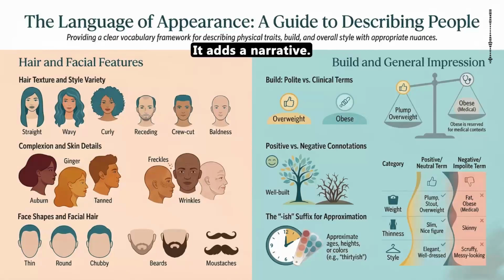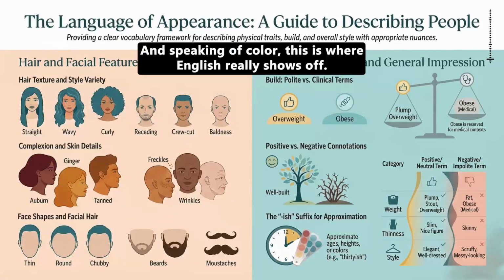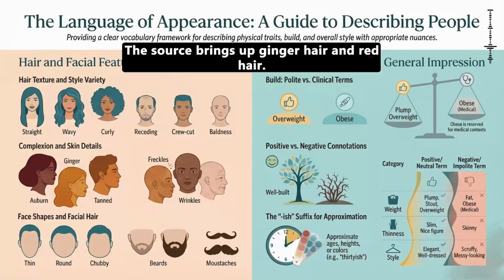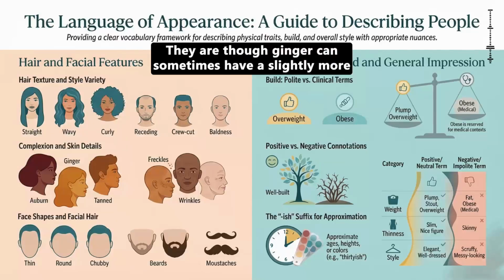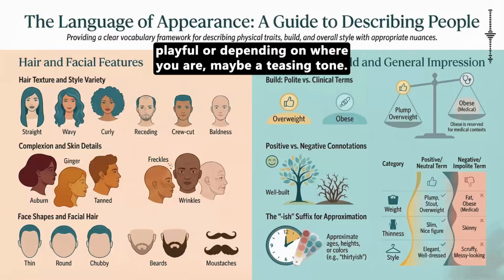It adds a narrative. And speaking of color, this is where English really shows off. The source brings up ginger-haired and red-haired, which are often used interchangeably. They are, though ginger can sometimes have a slightly more playful, or depending on where you are, maybe a teasing tone.